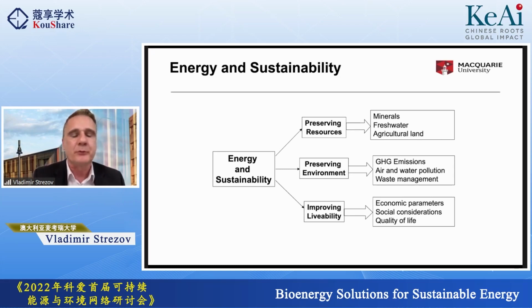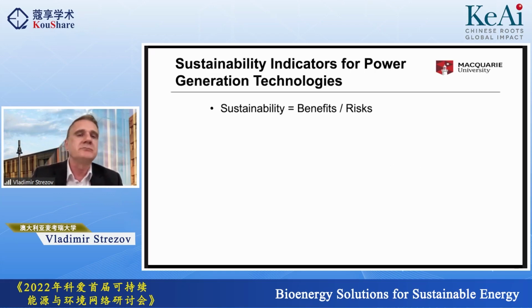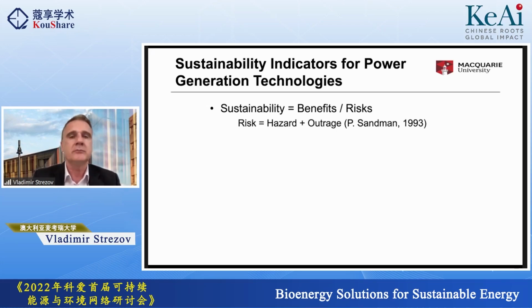So we want to improve livability. So the economic parameters we want to increase, the social impacts need to be improved, and generally better quality of life. So a general term of sustainability equation would be, what are the benefits from the source divided by the risks or the impacts? So we want to improve the benefits, we want to reduce the impacts and the risks, where the risks are real ones, identified as a hazard, plus perceived risks or public opinion, which is the outrage.